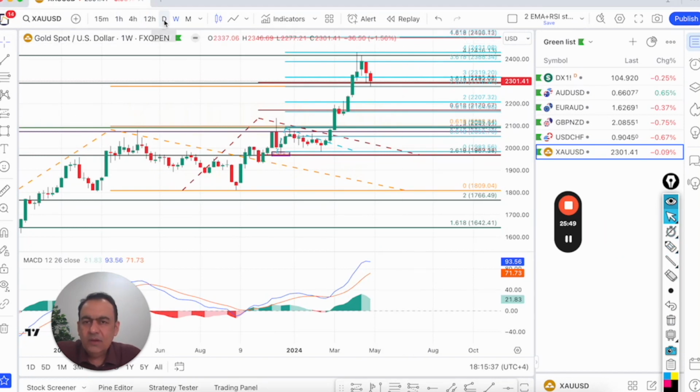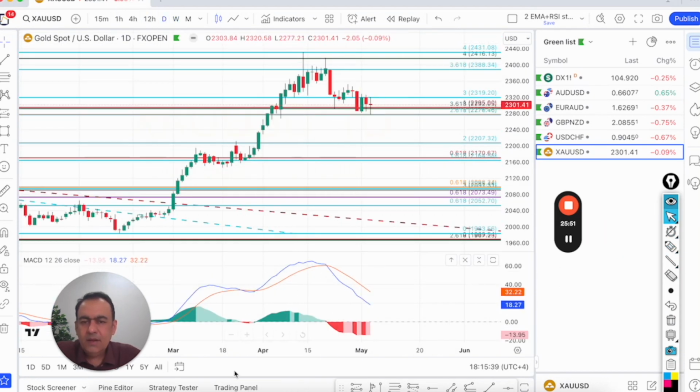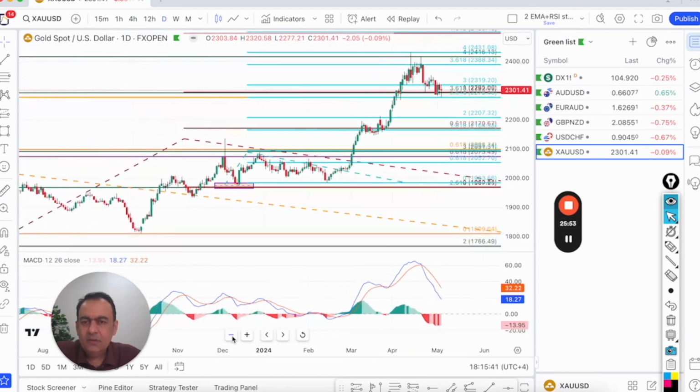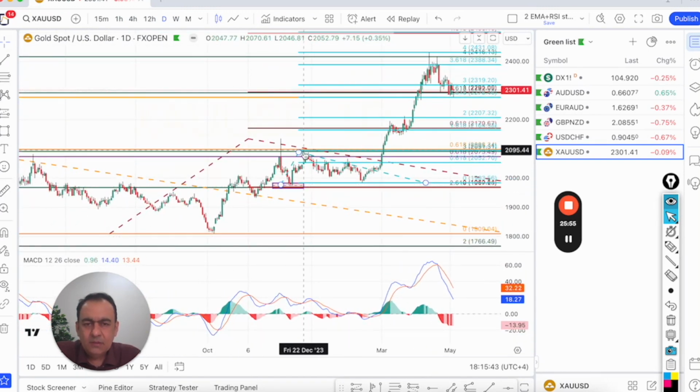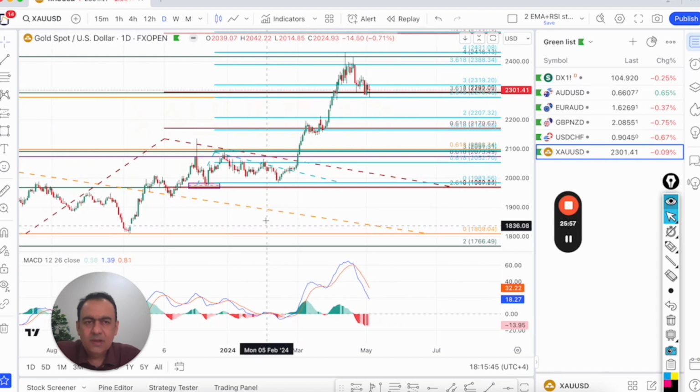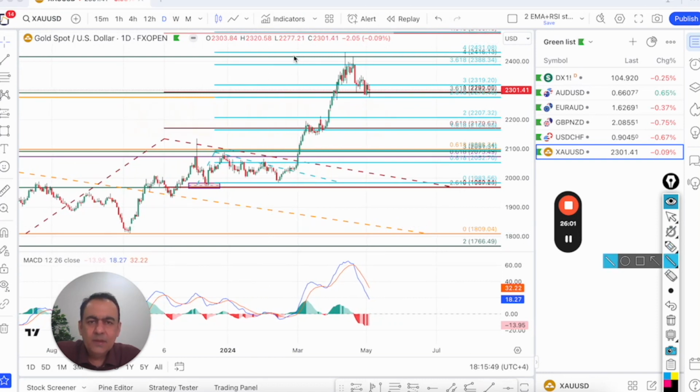Now I'm moving to the daily chart. I've already added one more extension on the daily chart. This is my third extension in the bullish direction, and if you notice, gold has touched precisely the lower time frame Fib extension of 400%. So it reached precisely 2431. Currently it is sitting below 2319, and it is sitting above 2275.